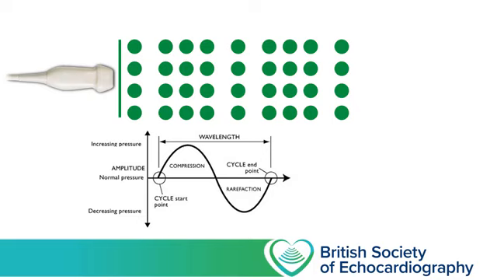So if we plot this on a graph, we end up with a sinusoidal wave as demonstrated here, with distance on the x-axis and pressure on the y-axis. And if we measure the distance between an area of resting pressure through compression and rarefaction back to resting pressure again, then that distance is our wavelength.